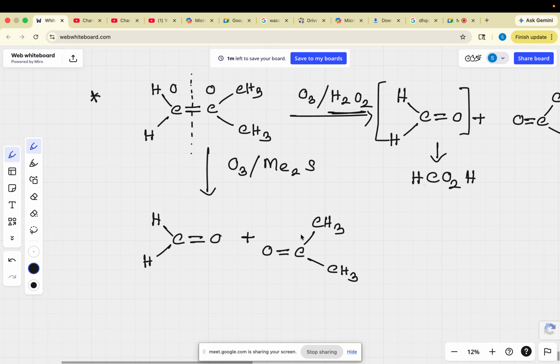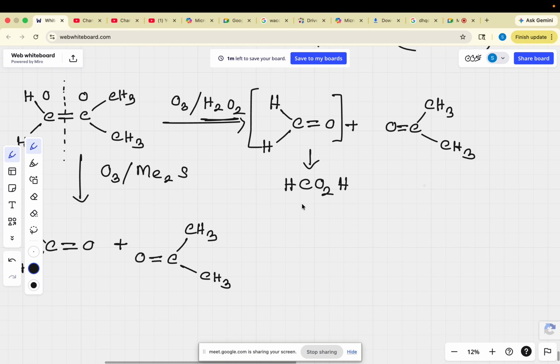In oxidative ozonolysis the formaldehyde will further oxidize to the corresponding carboxylic acid. See how many carbon atoms are there? Only one carbon atom, so one carbon containing carboxylic acid you will get. If you have two carbon atoms, two carbon containing carboxylic acid you will get. Clear? Yes, sir.